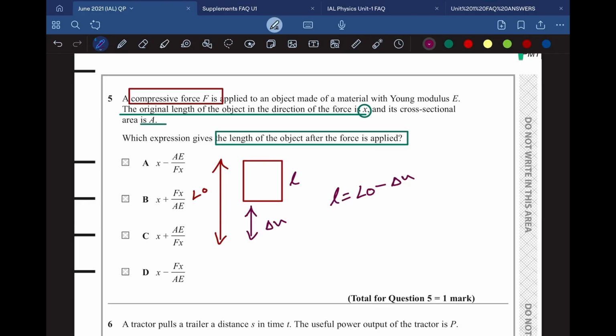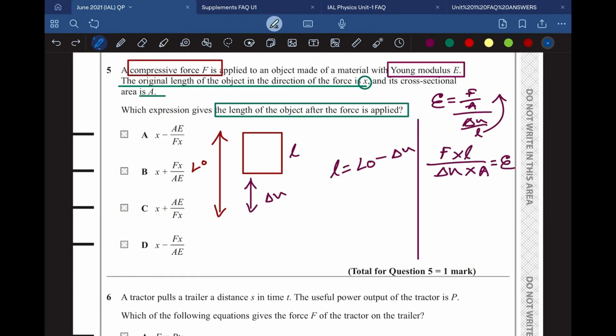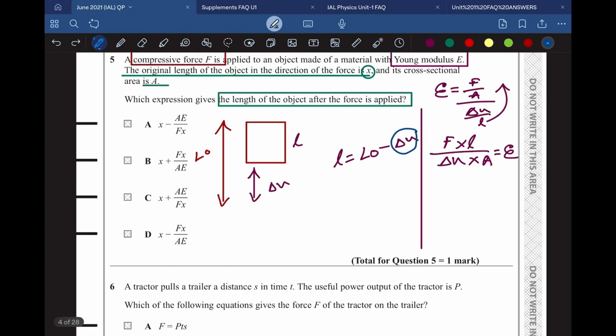Now they have asked us about Young modulus. Now let's write the formula of Young modulus. We know Young modulus is equals to force per unit area divided by del x by L, right? Which can be written as force into length, because the value with which you divide the denominator comes and multiplies with the numerator. We can write F into L divided by del x into A is equals to the Young modulus, and we can also make this del x the subject.